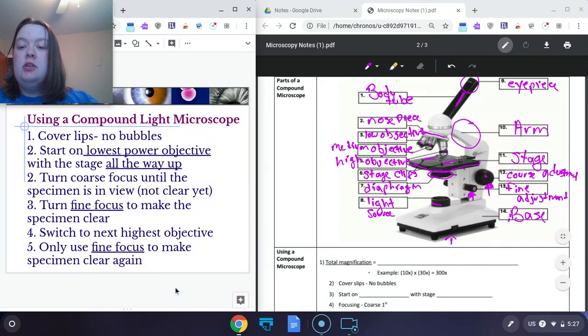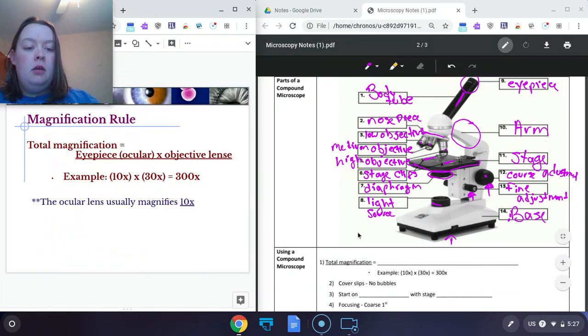So you never touch the coarse adjustment knob, you never touch that big knob again if you're not on the low objective.